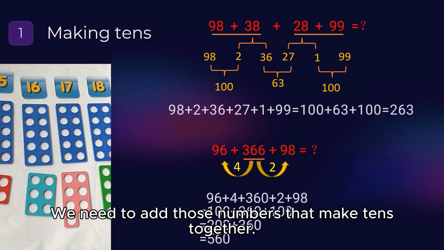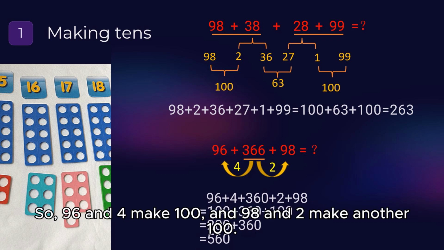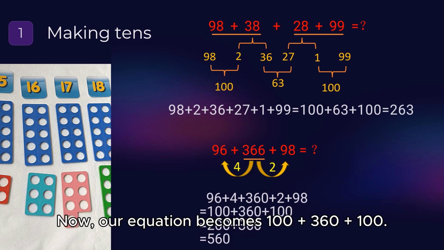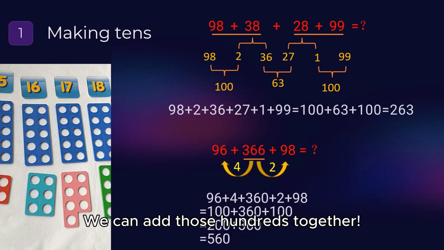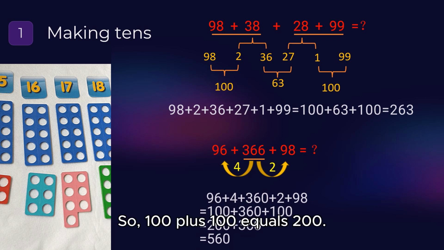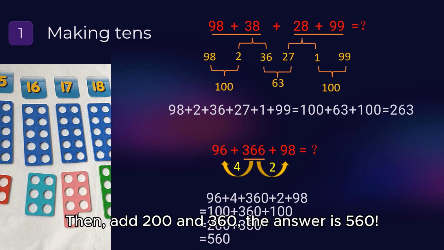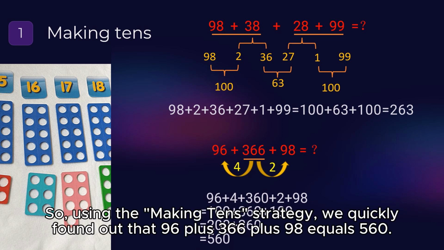We need to add those numbers that make tens together. So 96 and 4 make 100, and 98 and 2 make another 100. Now our equation becomes 100 plus 360 plus 100. We can add those hundreds together. So 100 plus 100 equals 200. Then add 200 and 360. The answer is 560. So, using the making tens strategy, we quickly found out that 96 plus 366 plus 98 equals 560.